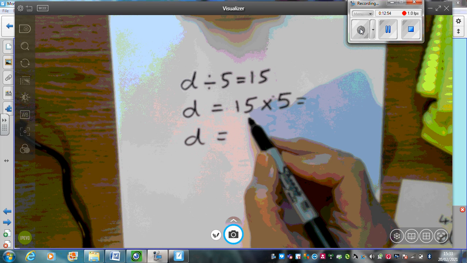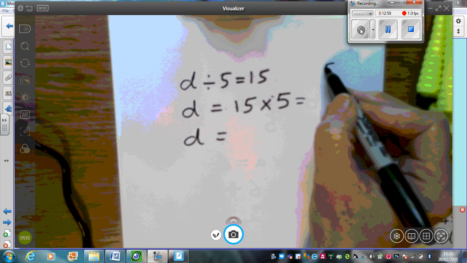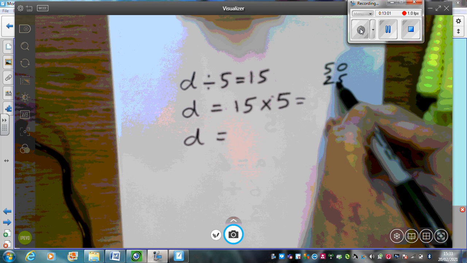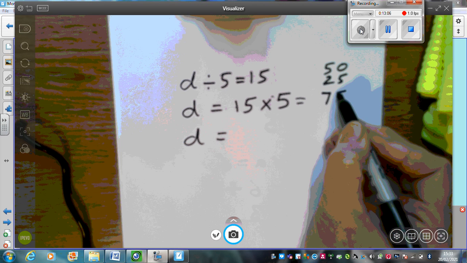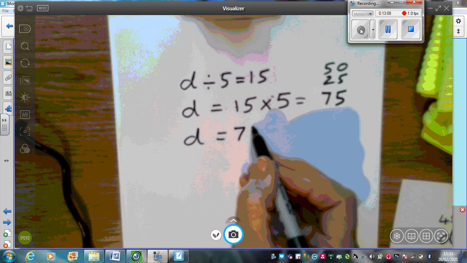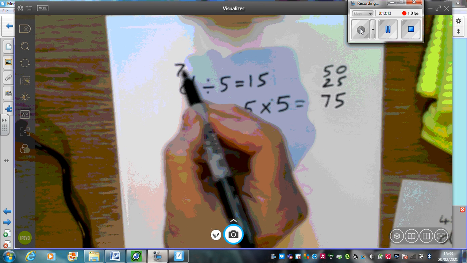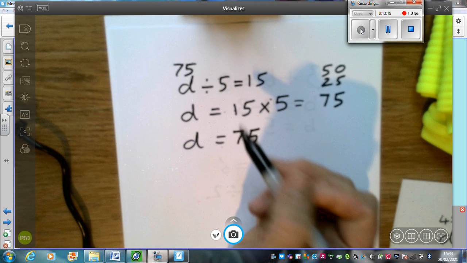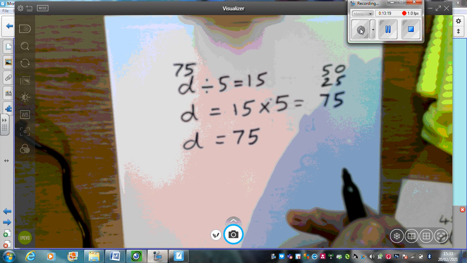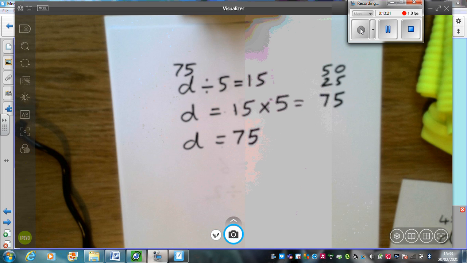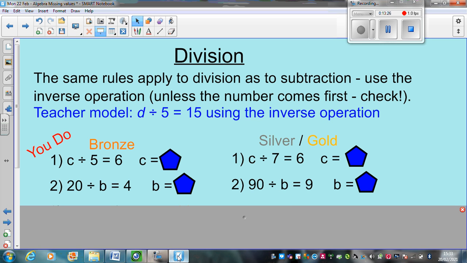15 times 5 might be tricky, so 10 times 5 is 50. 5 times 5 is 25. So 15 times 5 is, add them together, 75. D equals 75. Let's put that back into the calculation. 75 divided by 5 is, in fact, 15. So that's how I'd like you to show your calculations. Don't just do it in your head. If you do it in your head, like I did, you can make a mistake.